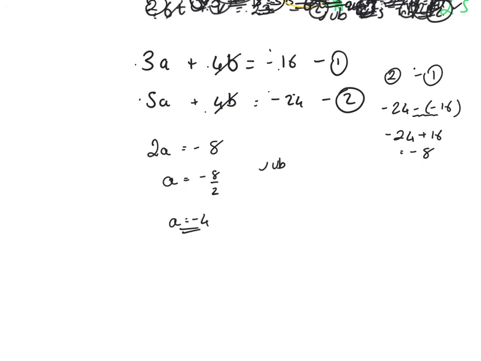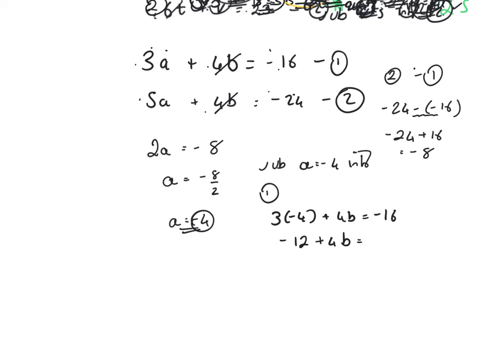I'm now going to sub a equals minus 4 into one of the equations. I'm going to sub it into equation 1. So it's just a random choice. I could sub it into equation 2. So where I see a, I'm going to replace it with minus 4. So 3 lots of a, 3 lots of minus 4 plus 4b equals minus 16. Minus 12 plus 4b equals minus 16.